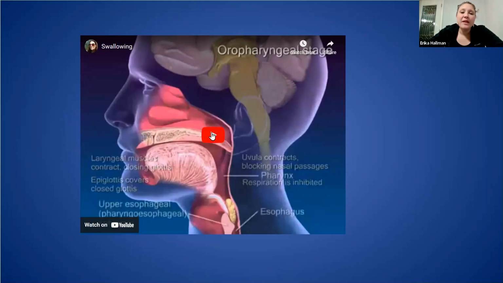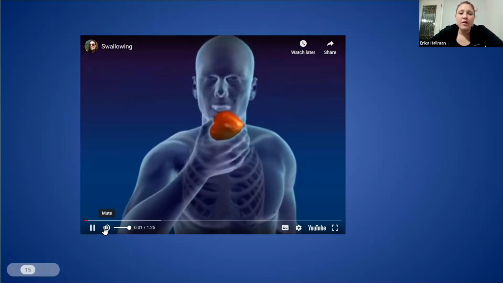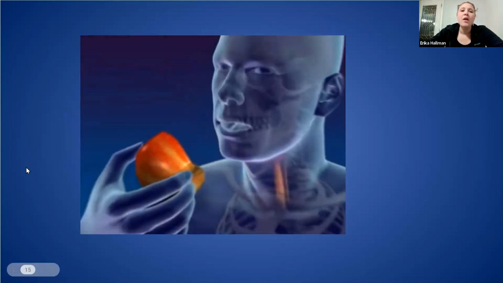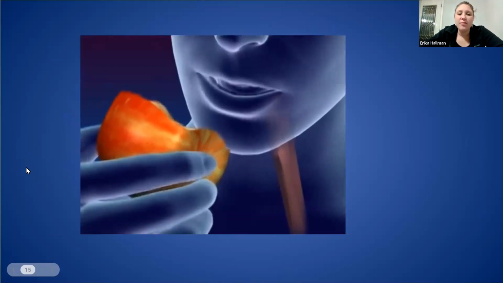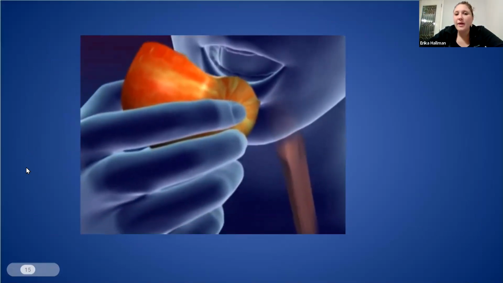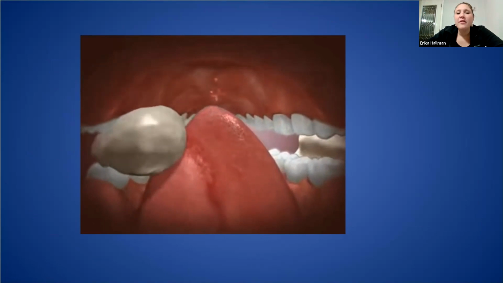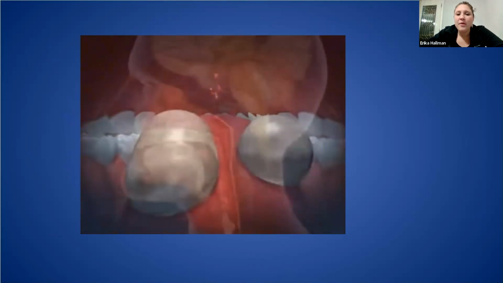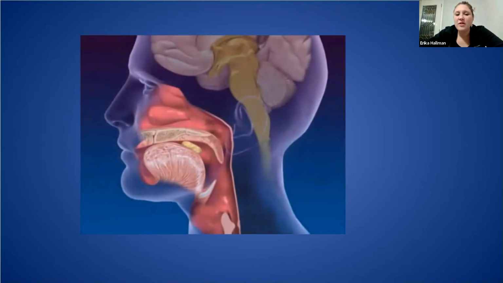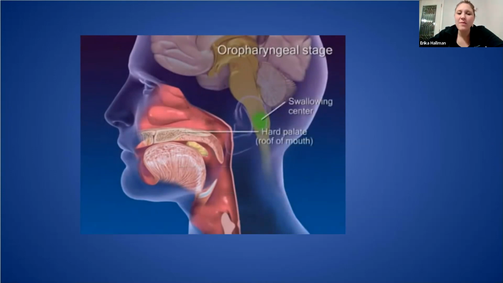So I'm going to play this really quick, but I'm going to play it on mute, because this shows us the process of eating and swallowing. All right. So the very first thing when we take that bite of apple is we're going to go through mechanical digestion and move that food using our tongue. Look how thick that tongue is. We always consider our tongue being just the part that sticks outside of our oral cavity, but it really is a really large muscle.